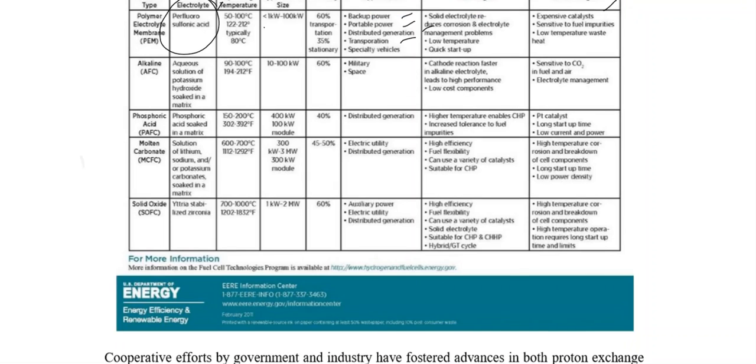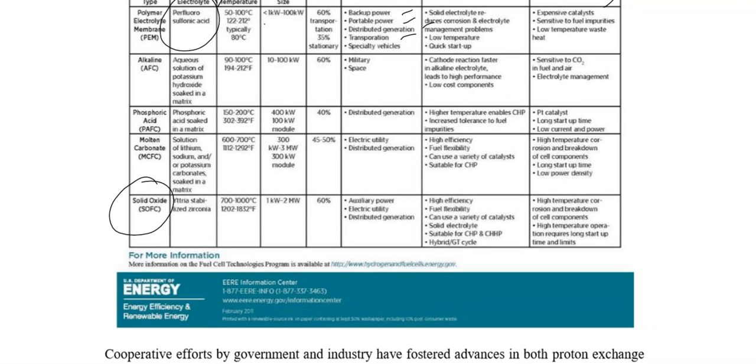The other, most common fuel cell is the SOFC, solid oxide fuel cell. The main electrolyte is solid oxide. The reaction temperature is around 700 to 1000 degrees centigrade, so it is definitely good for internal reforming of hydrogen. It has a stack size of 1 kilowatt to 2 megawatt. It has an efficiency of 60%, and is used for auxiliary power, electric utility, and distributed generation.